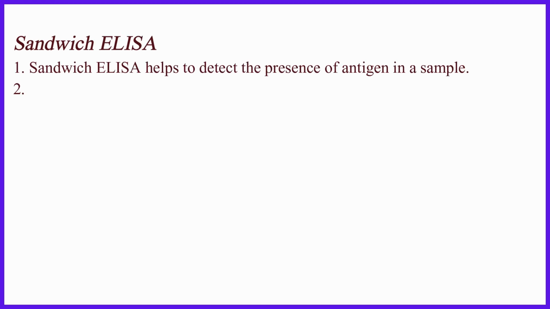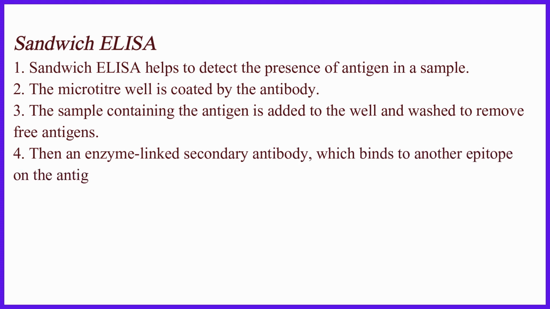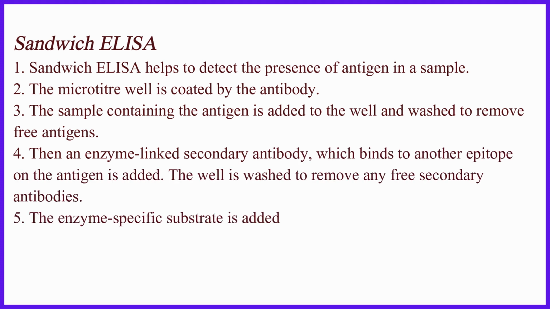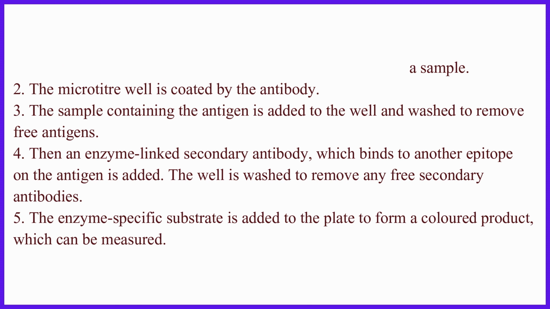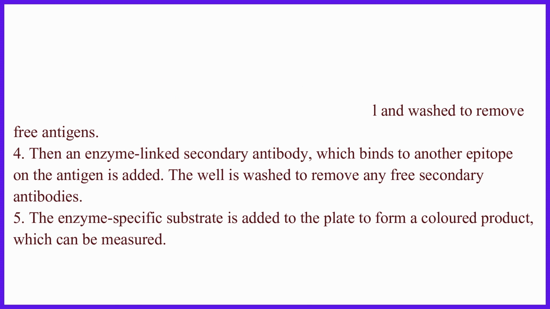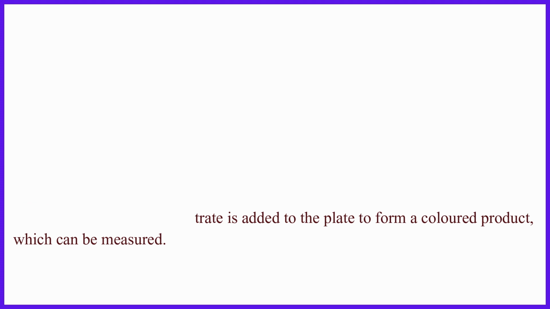Sandwich ELISA helps to detect the presence of antigen in a sample. The microtiter well is coated by the antibody. The sample containing the antigen is added to the well and washed to remove free antigens. Then an enzyme-linked secondary antibody, which binds to another epitope on the antigen, is added. The well is washed to remove any free secondary antibodies. The enzyme-specific substrate is added to the plate to form a colored product, which can be measured.